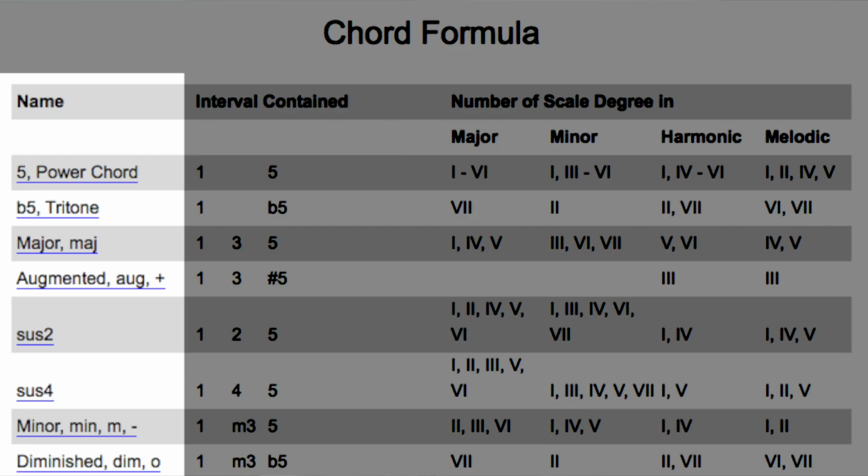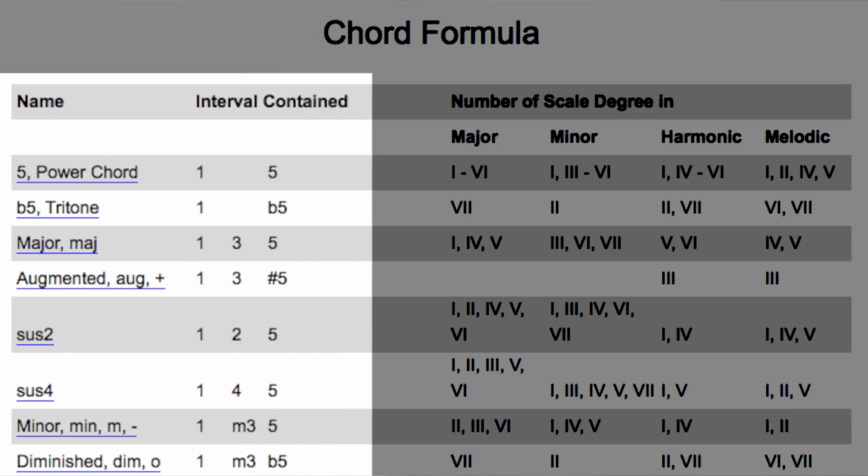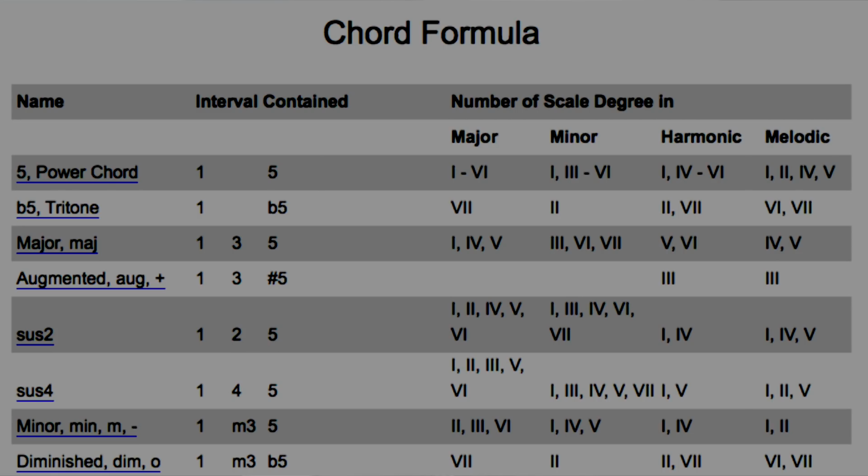So we have the name of the chord on the left. So the very first one is a 5, or a power chord. And then after that, it's going to tell you the intervals contained in that. So the way to read that is it's going to spell the chord. And the way that all chords are spelled are the notes in the major scale that that chord contains. So for a power chord, it just says 1 and a 5, right?